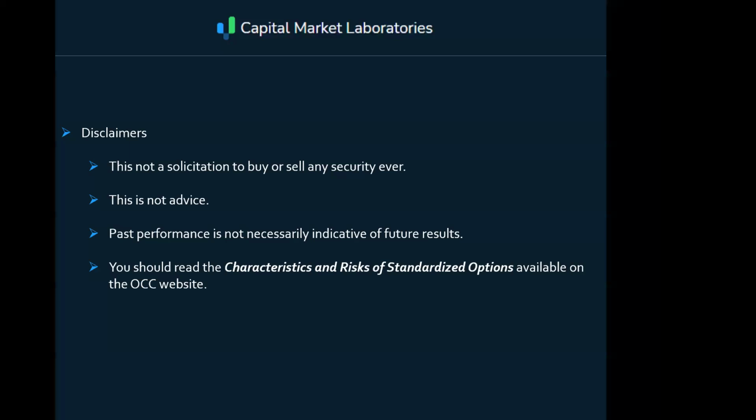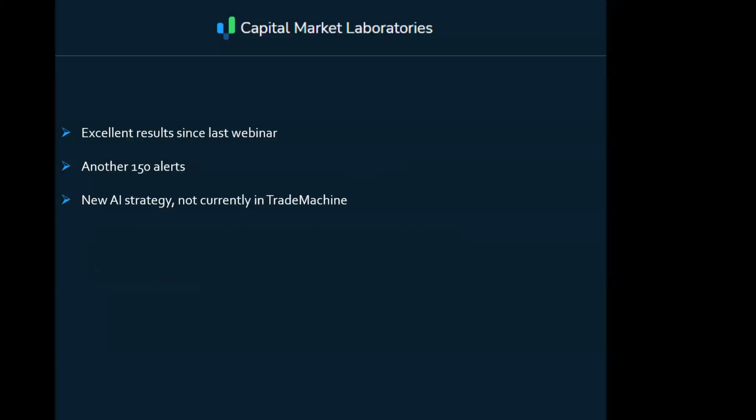Before I get to the agenda, I'm going to do the pre-agenda agenda. And this is it. Excellent results since the last webinar, which was on November 18th. They're better than what we emailed because time has progressed. Another 150 alerts, and we will be introducing a new AI strategy not currently in TradeMachine, inspired by the great Max Katz, who is in the community. He is our ambassador, former commodity options market maker, there to help all TradeMachine members. You should go in community and talk to Max, and he gets credit for the inspiration of this new AI strategy. Now, let's go to the agenda.